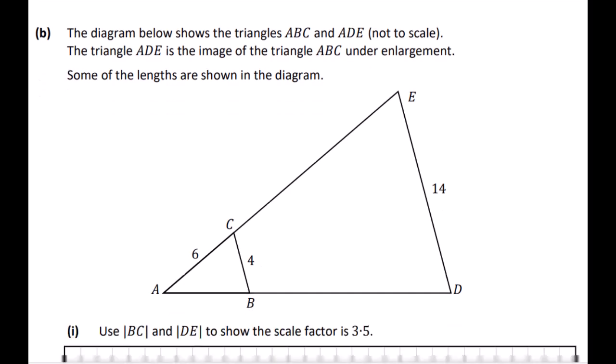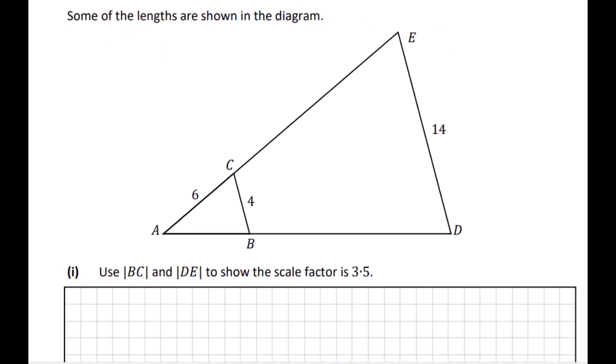So part B, the diagram below shows the triangles ABC and ADE, not to scale. The triangle ADE is the image of the triangle ABC under enlargement. Some of the lengths are shown on the diagram. Use the length BC and DE to show that the scale factor is 3.5. Okay, so we have this triangle here, which is enlarged by a scale factor of 3.5, and it gives you this big triangle here, ADE.